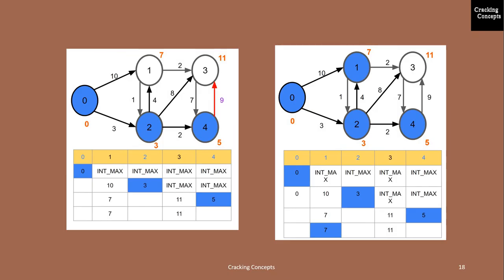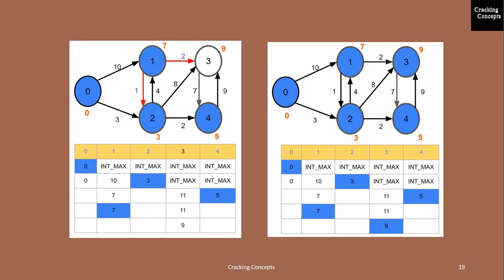Now I'll take the minimum from these two, which is 7. I'll mark it and I'll mark the corresponding node as visited and give this 7 there. So all these values marked in blue are marked against the node here also, 0, 7, 11, 3 and 5.